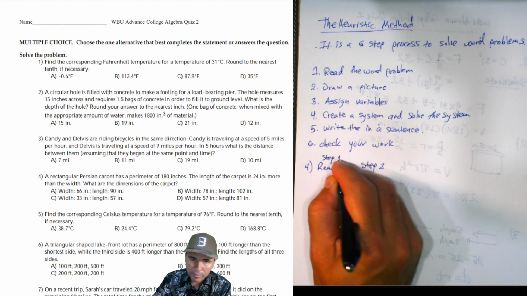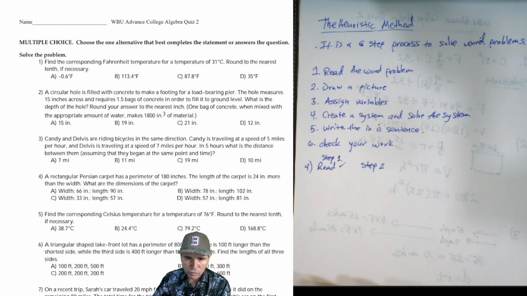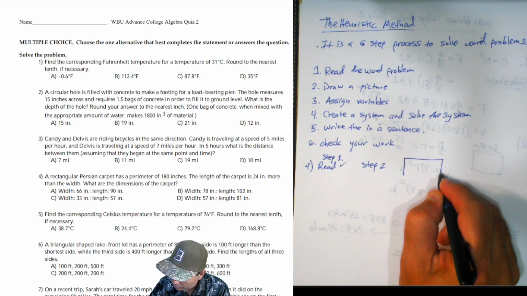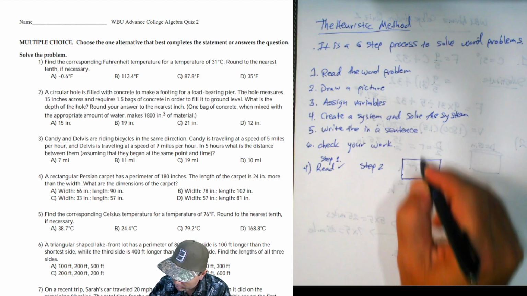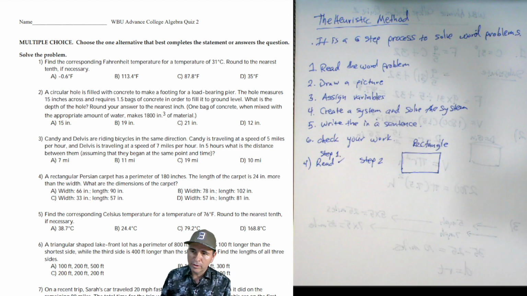We read the problem. We got a Persian rug. It has a perimeter of 108 inches. The length is 24 more than the width. What are the dimensions of the carpet? So step 2, we're going to draw a rug. And it's a rectangle. Okay? That's the first thing you need to know. It's a rectangle.